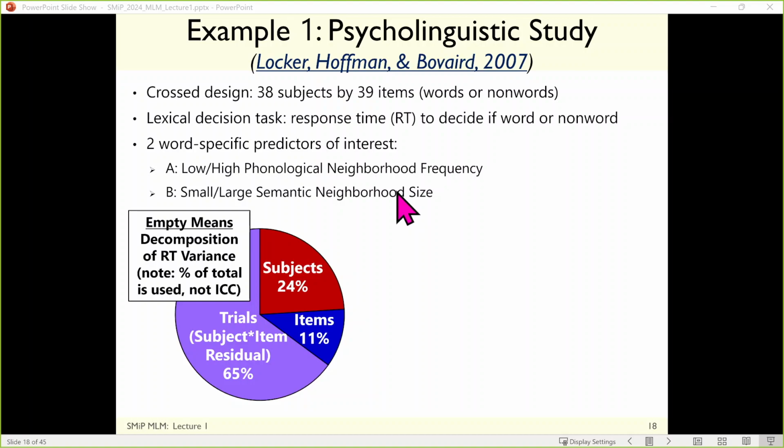Today I'm a psycholinguist. Put that hat on. Number of words that sound like it, I think, and the other one was small versus large semantic neighborhood size, which is number of words related to it semantically, conceptually. Let's go with that. I'm just going to say A and B, because that's too many words for, let's say, 9:44 in the morning. We're getting there.